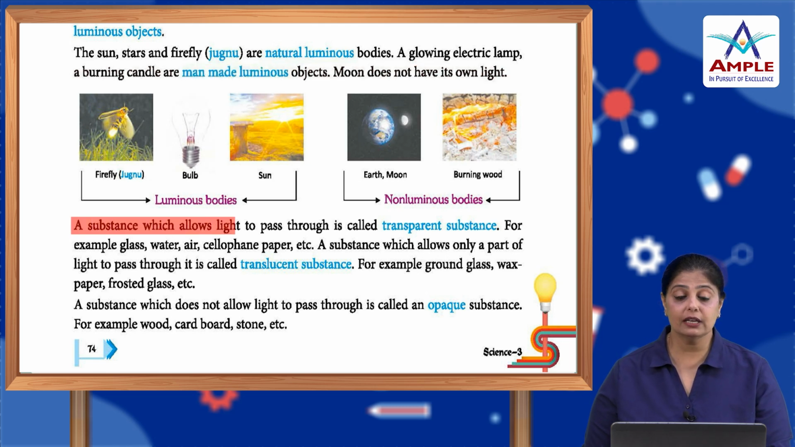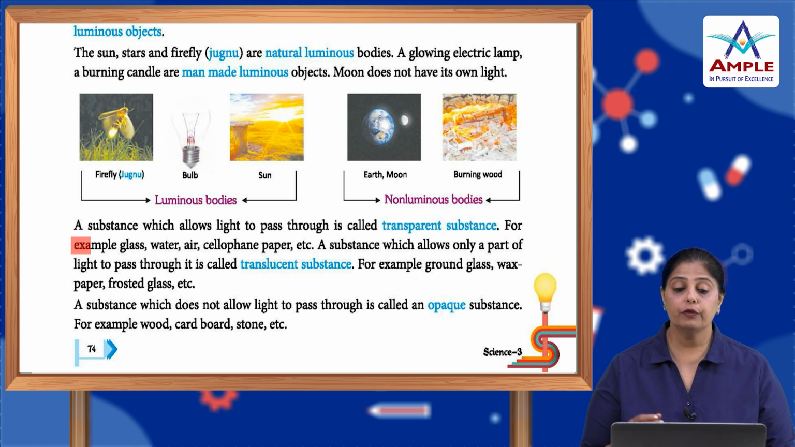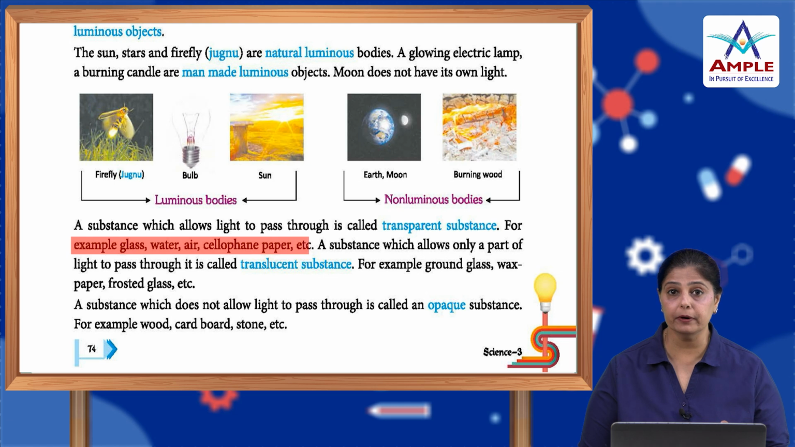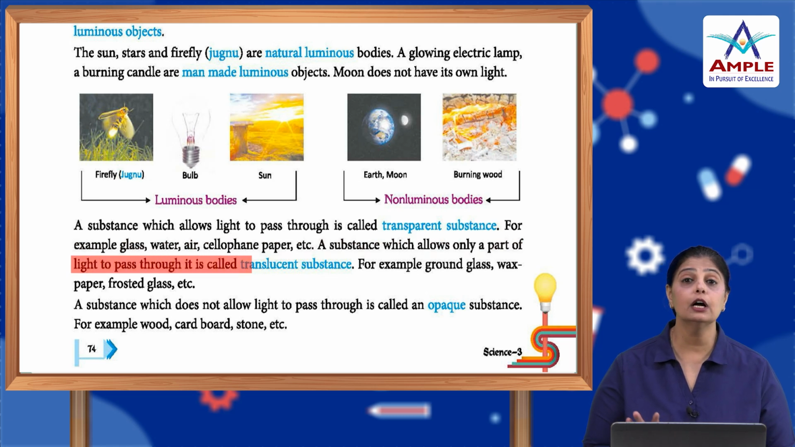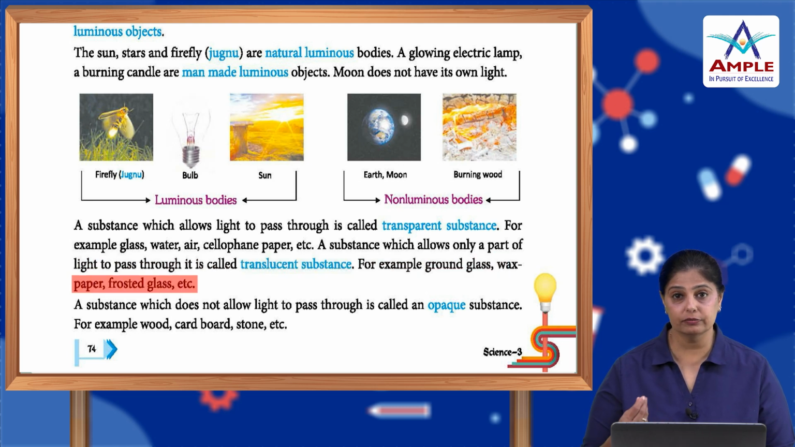A substance which allows light to pass through is called a transparent substance. So, if something is transparent, light can easily pass through it. For example, glass, water, air, cellophane paper. A substance which allows only a part of light to pass through it is known as a translucent substance. Only a part of it goes, so it's something like a blurred object. For example, ground glass or wax paper or frosted glass. You can see light, but it is a blurred light.